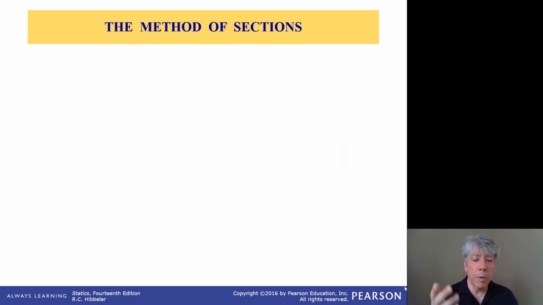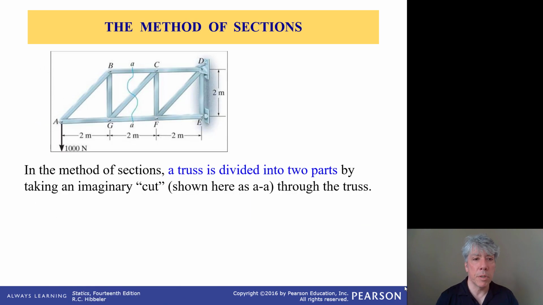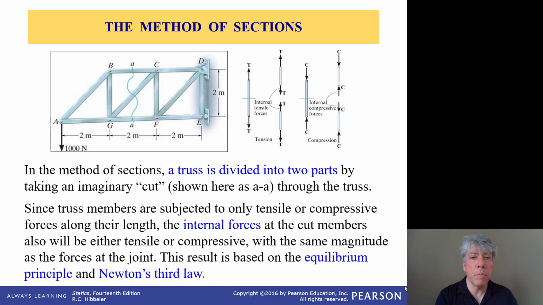So how do we do this? What is the method of sections? Well, it simply involves taking a section of the truss and analyzing it. So imagine a cut line, A-A, through the truss, and you want to place that imaginary cut line so that the members that you want to know the force in are cut by that line. That's really important. Otherwise, you won't get the forces in those members.